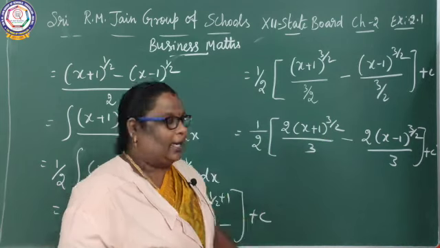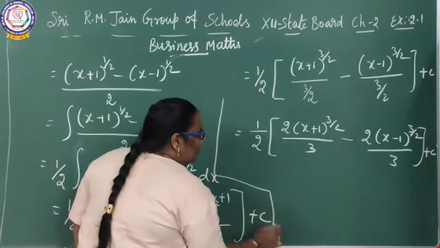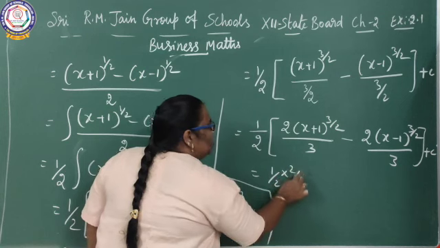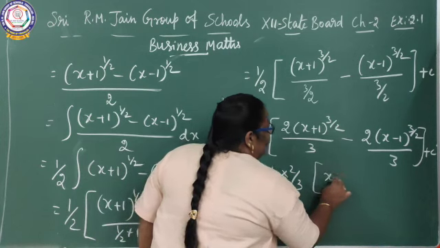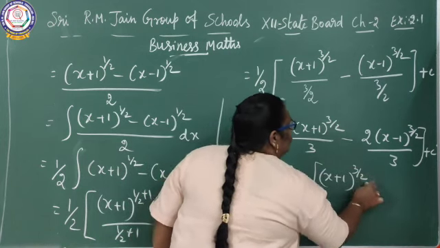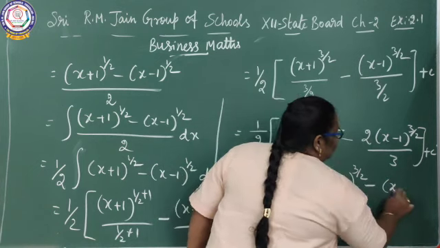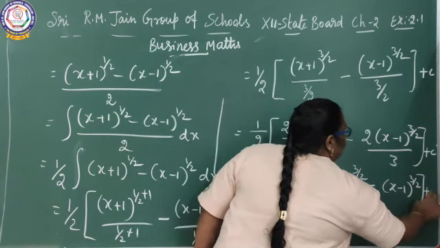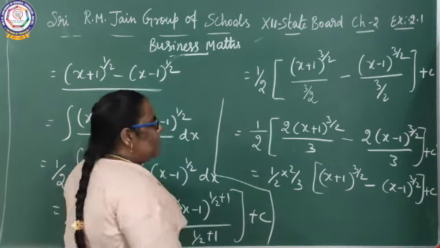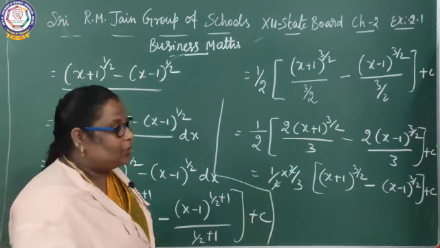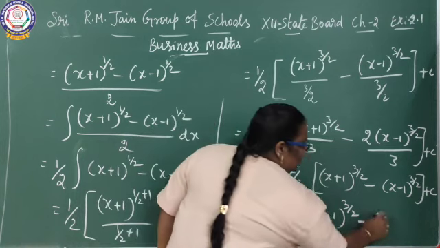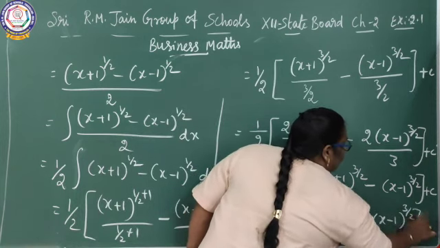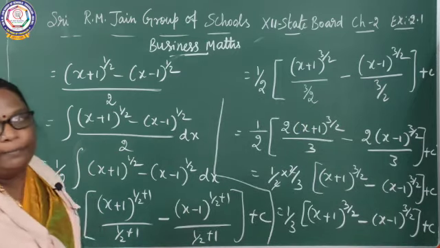2 by 3 is common, I can take it out. 1 by 2 into 2 by 3. What is the result here? X plus 1 whole power 3 by 2 minus x minus 1 whole power 3 by 2 plus c. See, 2 gets cancelled. So, it gives 1 by 3 into x plus 1 whole power 3 by 2 minus x minus 1 whole power 3 by 2 plus c.